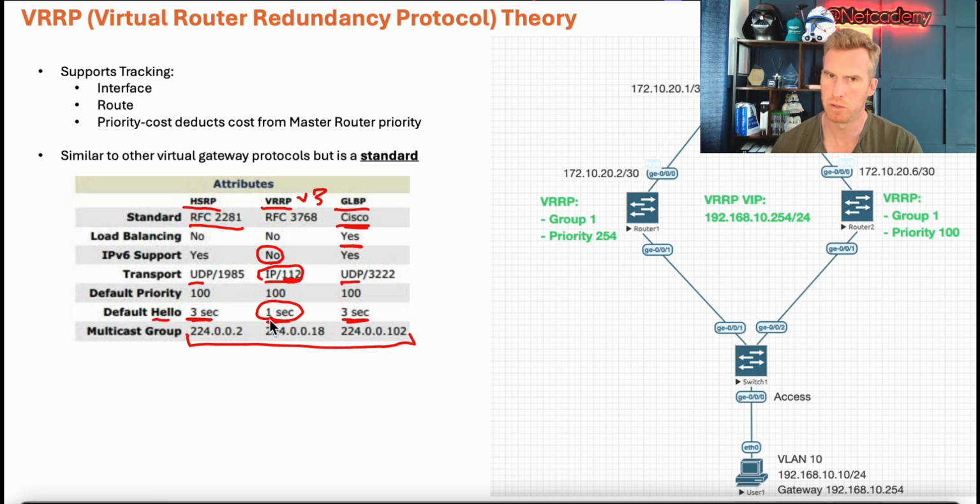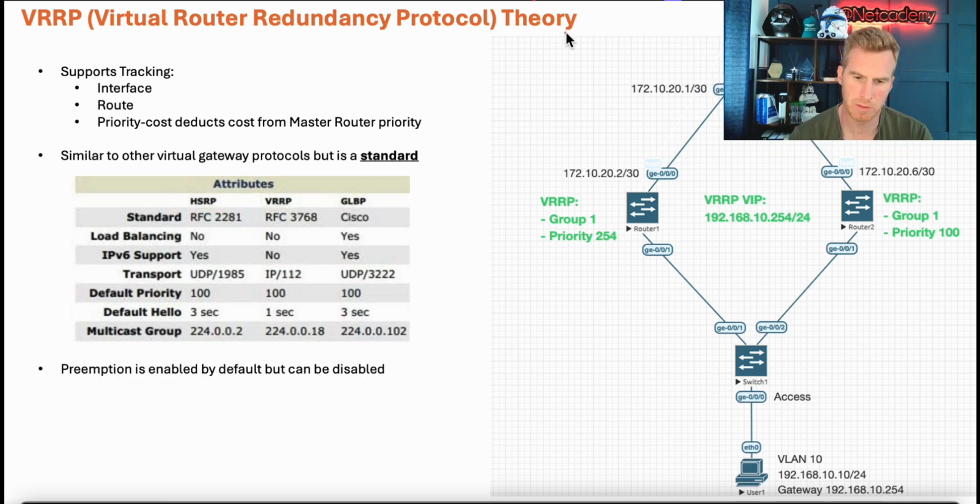So maybe you want to relax that timer just a little bit, but obviously it's a balancing act, because if a router goes down and you've relaxed that default hello interval and subsequently that hold time interval, where it's 3 times as long as that hello interval, it's going to take longer to converge. So yeah, a little bit of a balancing act. And there's also this concept of preemption. What is that? And it's enabled by default on VRRP.